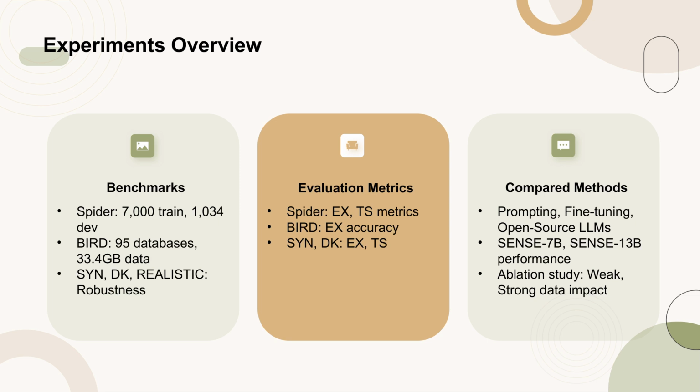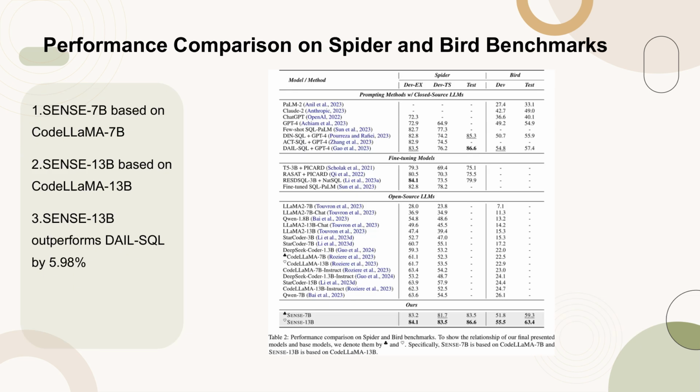Sense7B and Sense13B were evaluated, showing significant improvements over base models and other methods. An ablation study was conducted to assess the impact of weak and strong data in fine-tuning. Table 2 presents a performance comparison of various models on the Spider and BIRD benchmarks. The table highlights the relationship between the final models, Sense7B and Sense13B, and their base models, Code-LLM-7B and Code-LLM-13B, respectively.